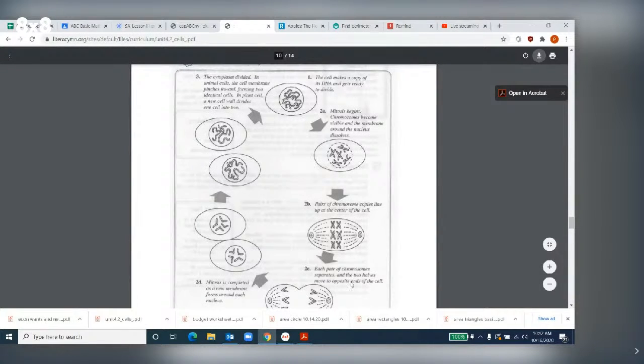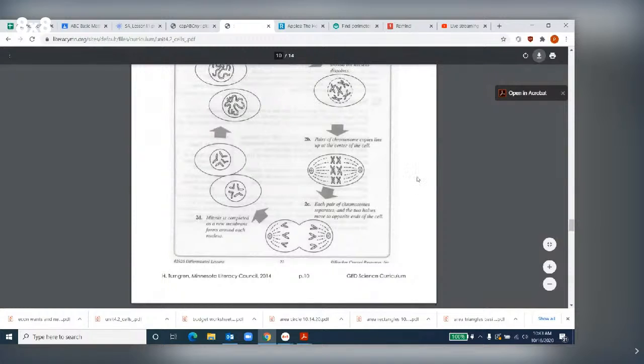Then each pair of chromosomes separates and the two halves move to opposite ends of the cell. So you would see 3 of the X's go to one side, 3 go to the other. So that says mitosis is complete as a new membrane forms around each cell. So this one cell now becomes 2. And you can see the 2 cells right here, and those X's are right there. So this one cell right here, you can see it's starting to split. You can see the 2 circles basically starting to form.